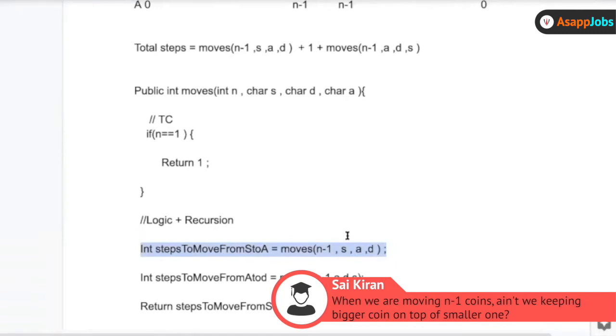First, you will pick 7 because it's the top layer, and move to D. Then the next one, you pick 8, and again you will move to D because it's a recursion one. But 8 is greater than 7. That means 8's size is greater than 7's size. That means we are keeping a bigger one on a smaller one. But as per one of the conditions, we shouldn't keep a bigger one on a smaller one. So the way you are iterating it is not correct.